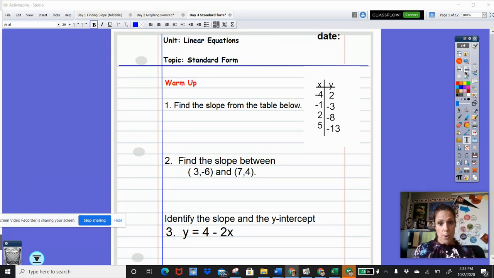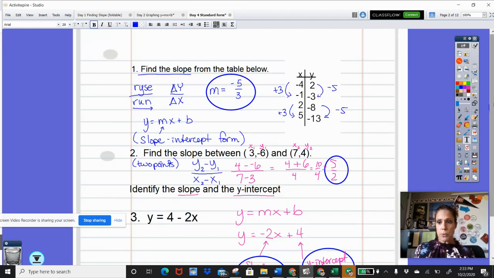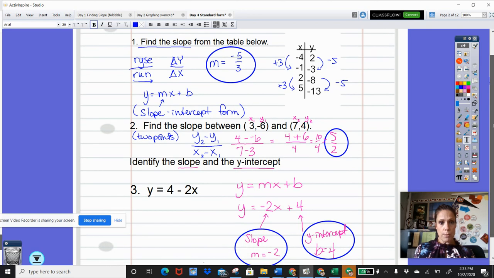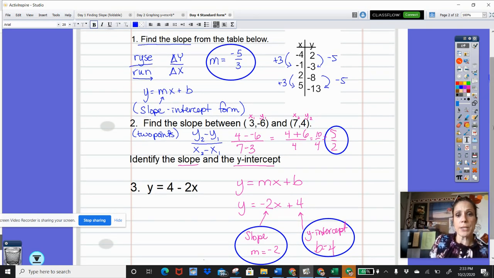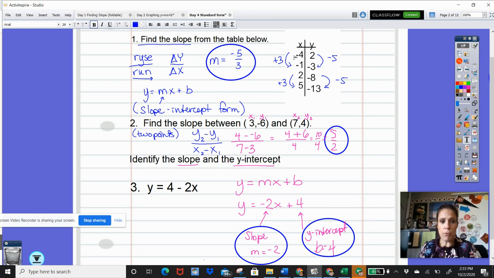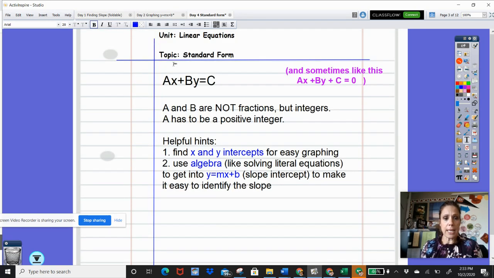Okay, hopefully you paused it. Here are the answers. If you need to look at my work, you may do so, but I tried to circle them. You can pause it if you want to, so you can see my work, but I did change in Y over change in X for the table form, as in 2 points, and then also if it's in slope-intercept form.